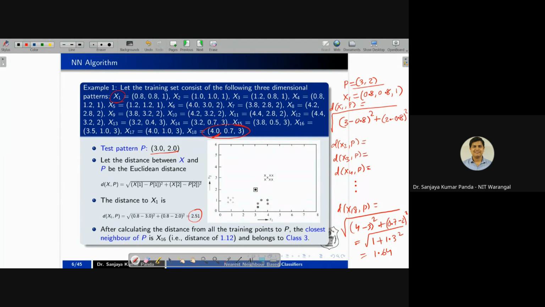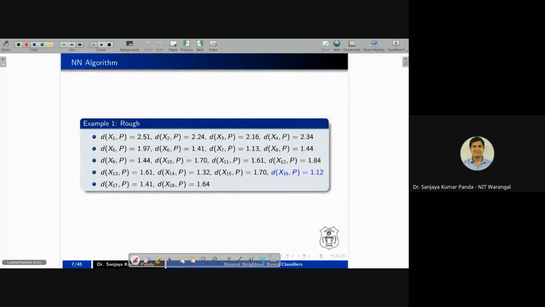Similarly, you can calculate for other points. So I have given all the values here. If you see, these are the distances from our test pattern P, which is equal to 3 and 2. So out of these training patterns, the minimum distance we achieve is in the case of x16. Once you calculate all the values, like this value is 1.64 and this value is 2.51, you will find the minimum distance in the case of x16, which is 1.12.